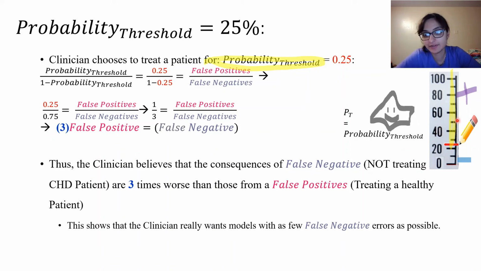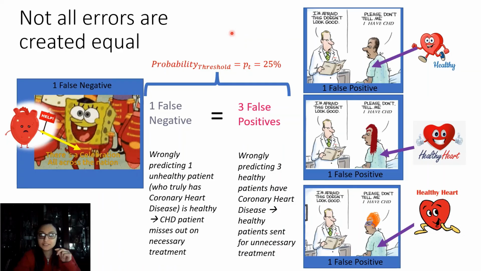So usually if your threshold is below 50%, then a false positive is not as bad as a false negative in terms of errors. False positive is not as bad as a false negative. But if the threshold is above 50%, false negative is not as bad as a false positive. So when we said that a probability threshold of 25% essentially says that 1 false negative equals 3 false positives. So again, not all errors are created equal.